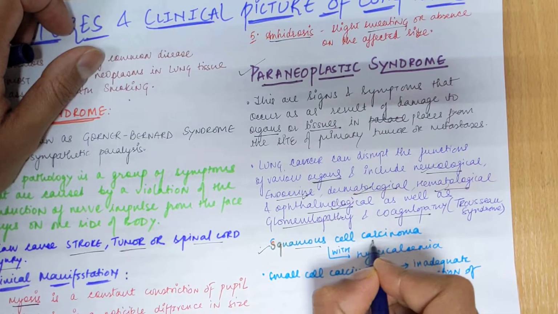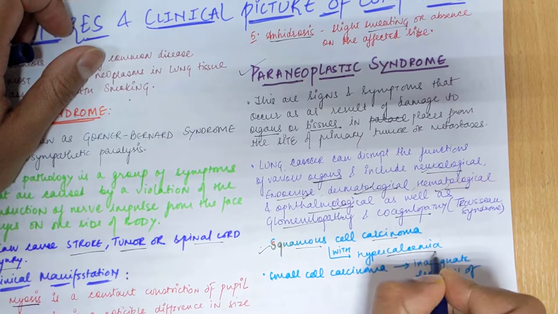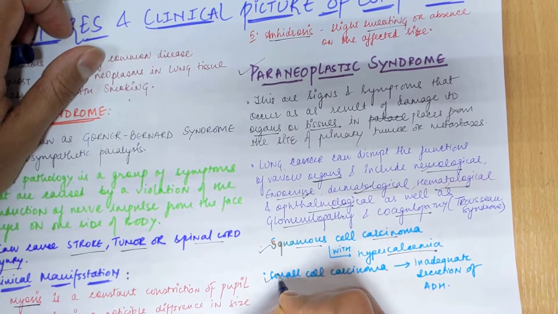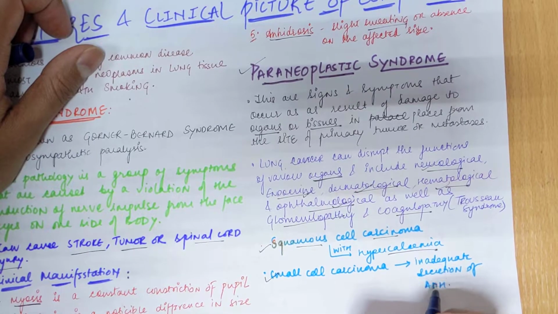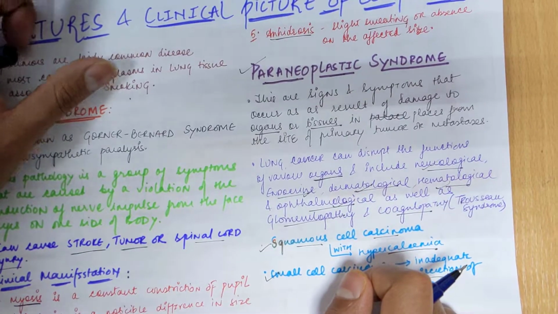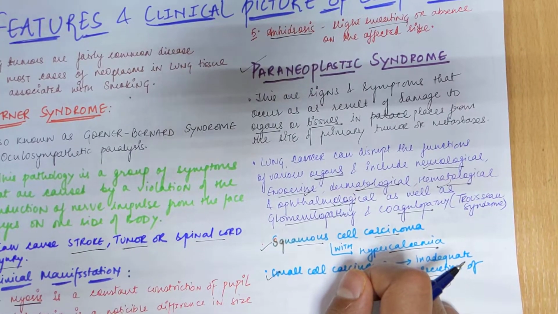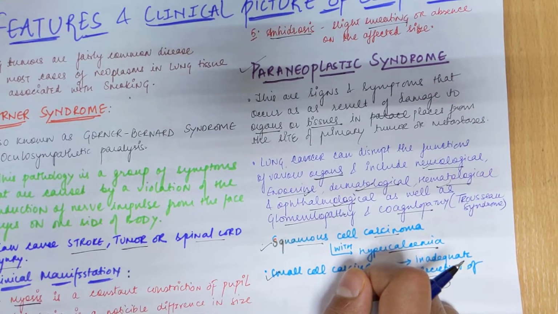We have squamous cell carcinoma, in which we will see hypercalcemia as the main sign, and small cell carcinoma, in which you will see inappropriate secretion of ADH, that's called antidiuretic hormone. Okay, so this you will see in paraneoplastic syndrome. Clear this much.